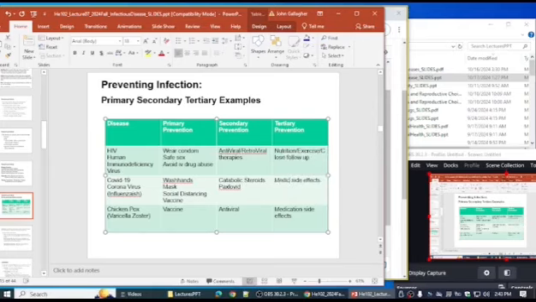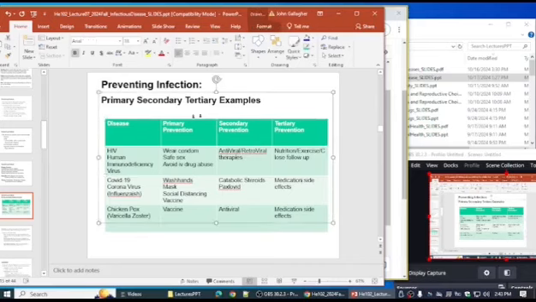I'm definitely not going to finish this today. I have to post a part 2 video here. But anyway, here's an example of primary, secondary, tertiary.